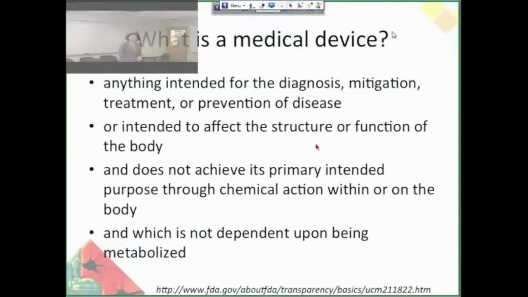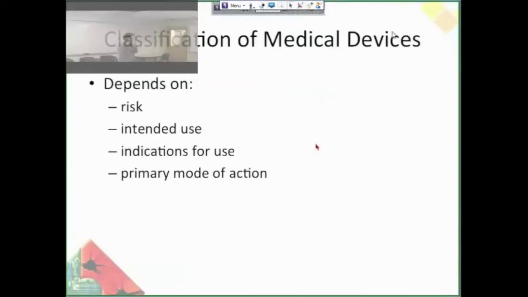And actually, interestingly, that's a class 2 device because the risk is higher, I guess, if it is defective than a device that would maybe not have such an important consequence. Okay, so that's a medical device. The classification is very important because that determines the pathways that you have to follow in order to get FDA approval. So the classification depends on, first and foremost, the risk, where lower risk is class 1, higher risk class 3, but also the intended use, indications for use, and the primary mode of action.